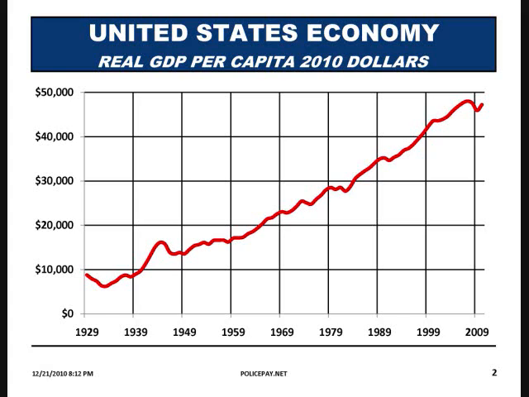In 1929, we were producing about $9,000 worth of goods and services per man, woman, and child, and that's in today's dollars. That's not in the dollars then. And today we're not quite there, but we're about $48,000 per man, woman, and child. So you can see we're producing over 5 times the amount that we were producing in 1929.